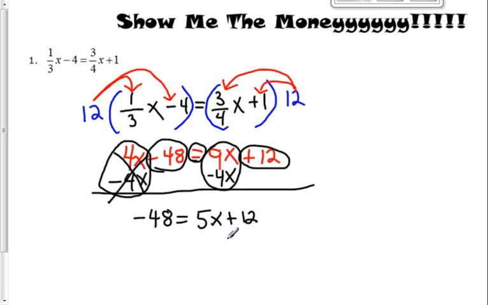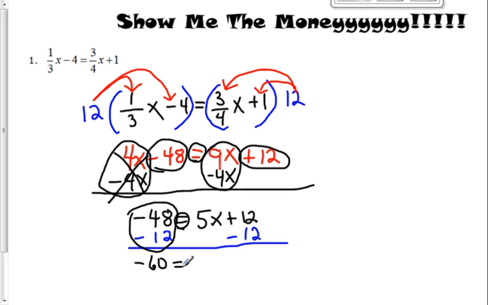So instead of adding 12, I want to subtract 12. If I do it to one side, I'm going to come over here and do it to the other side. Reading it from left to right again, so -48 and now -12. 12 more negatives. That's going to give me -60. Is equal to, on the other side of that, I have 5x, or 5 times x. And the 2 12s went away. They're now gone. They canceled each other out.